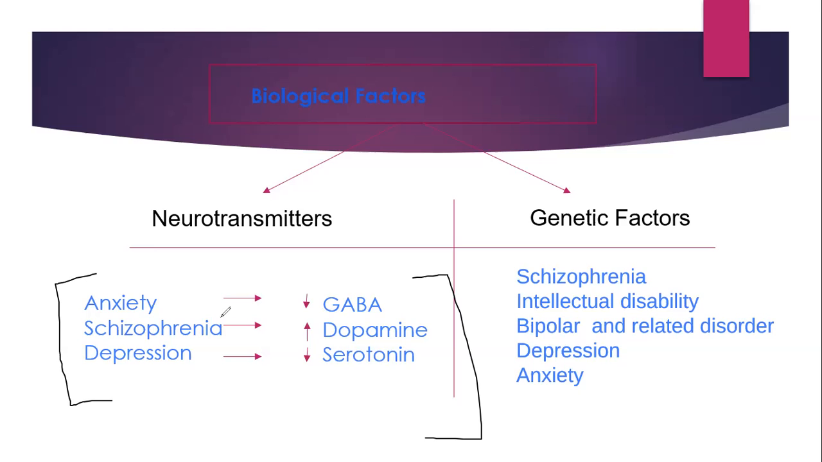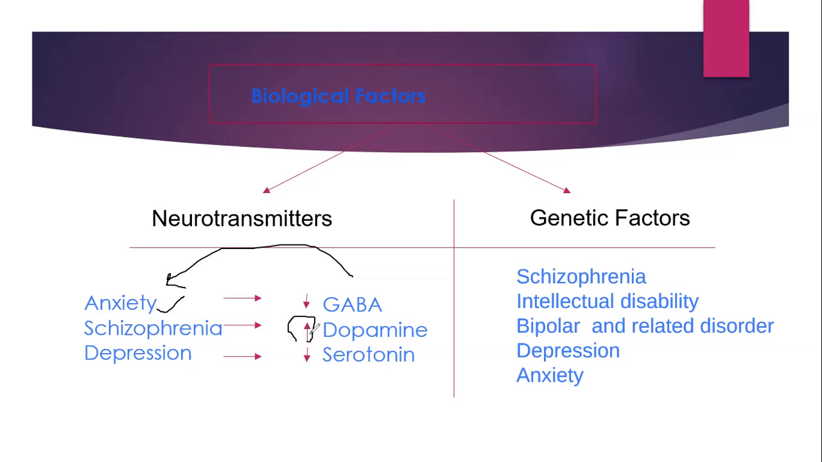Okay. So if GABA is being released in your body in a lesser quantity than required, it may lead to anxiety. We will be discussing all these disorders in depth in the upcoming sessions. If you don't know what anxiety, schizophrenia or depression is, I can totally understand. We will be studying all of this in depth. So if GABA is being released in a lesser quantity, it may lead to anxiety. If dopamine is being released in more quantity, it may lead to schizophrenia. And if serotonin is again being released in a lesser quantity, it will lead to depression.